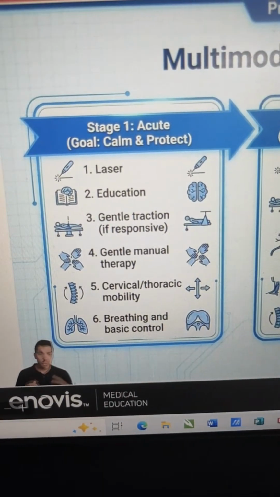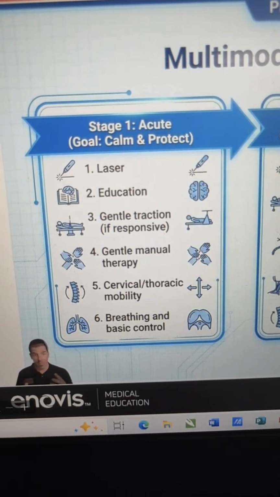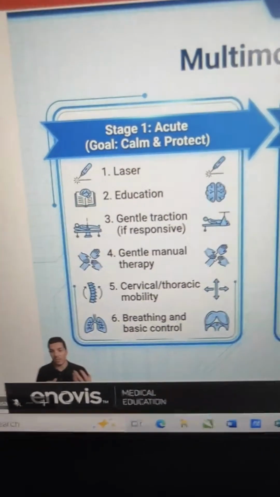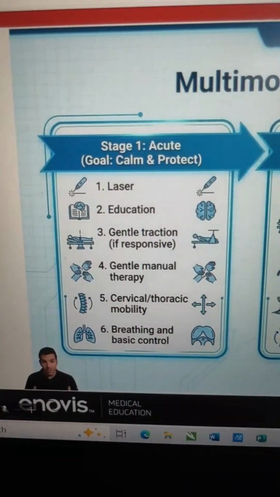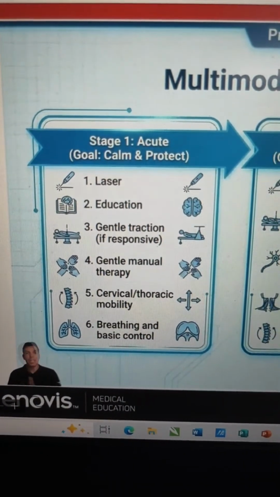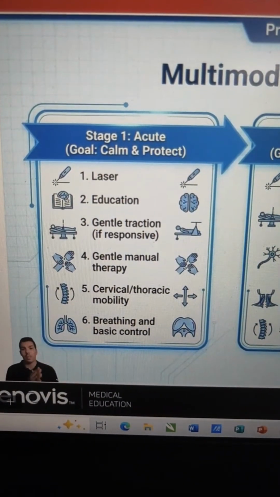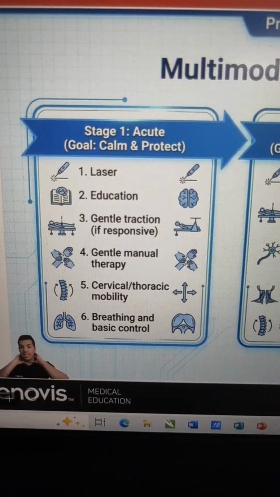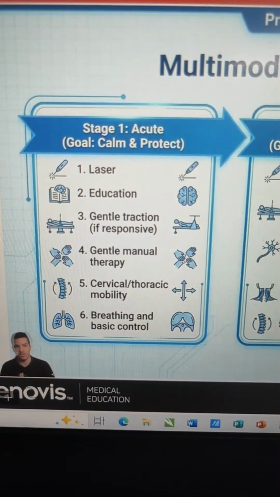We can also use low-intensity manual therapy, that specific cervical mobilization as well as thoracic within comfortable ranges, and exercises based on breathing and motor control, especially targeting the deep stabilizing muscles.